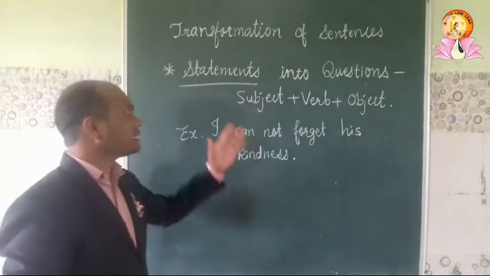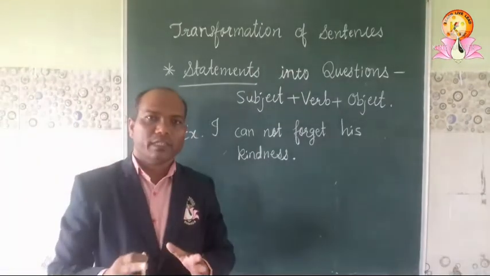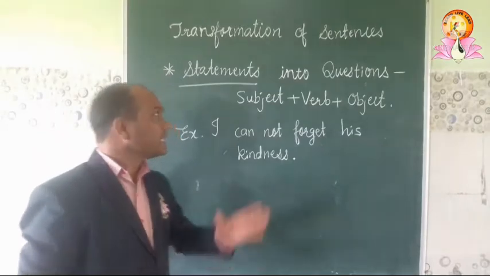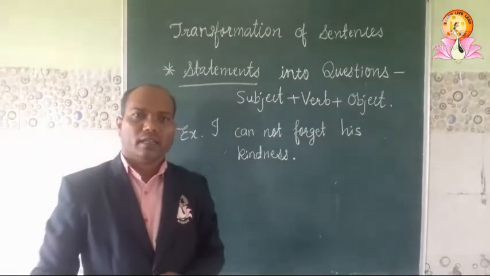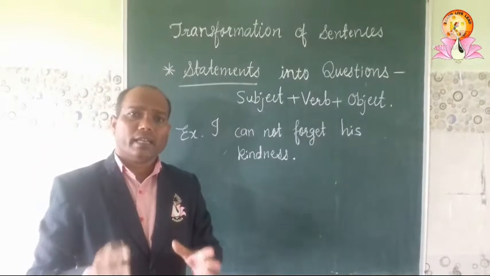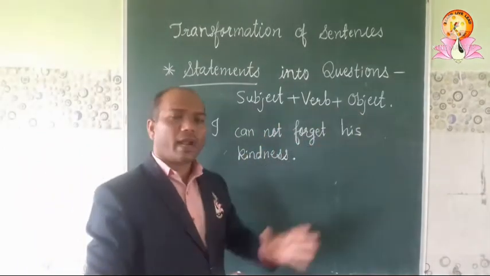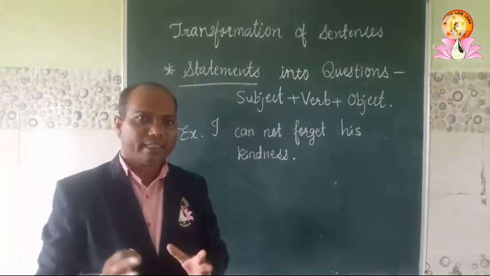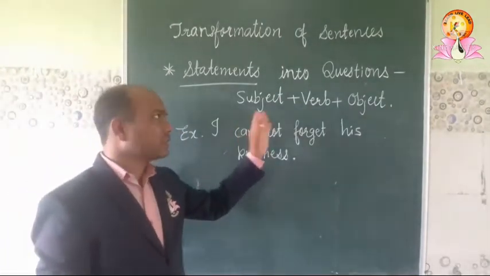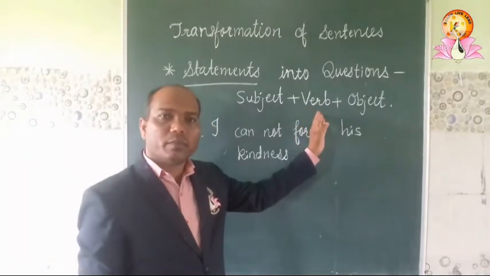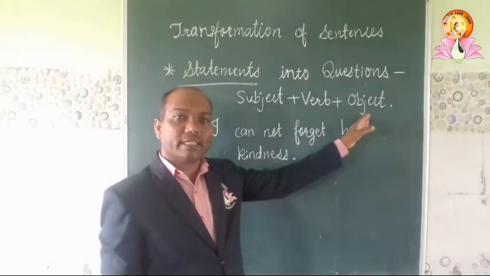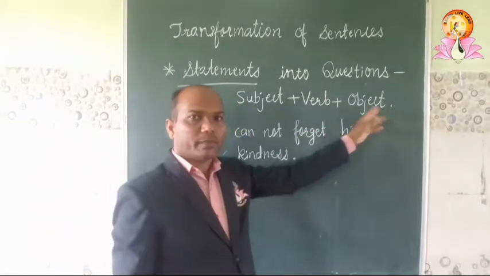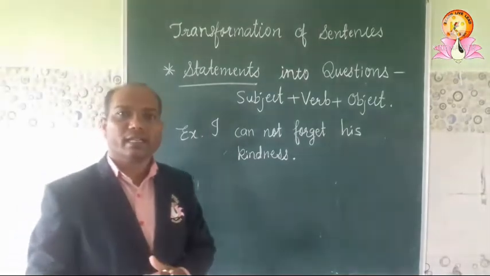So let's understand first what is statement. A sentence which gives us a piece of information or states a fact is called statement. Statement or assertive sentence ends with a full stop, and the general structure for making a statement or assertive sentence is: first we have to use subject, then verb, followed by the remaining part of the sentence. It can be objects. The most important thing is that the statement ends with full stop. This is the general structure of making statement.